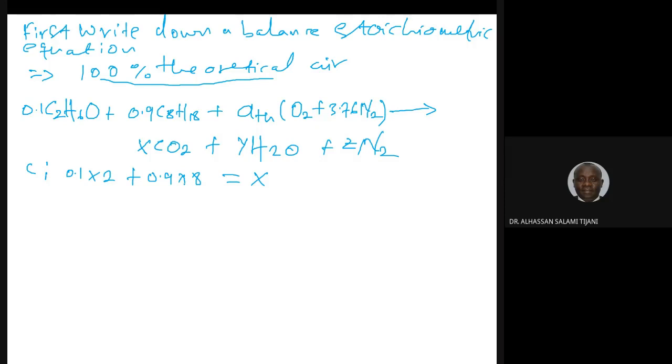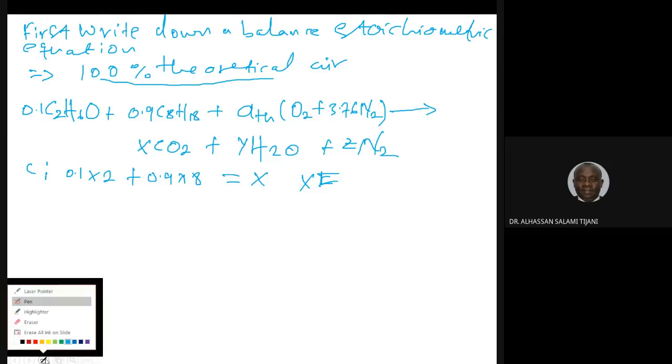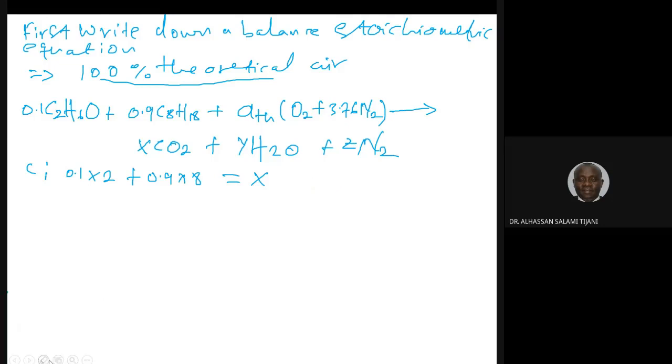Eventually, we will have 0.2 plus 0.9 times 8, which is 7.2, so that gives us 7.4. Sorry, let me see. That gives us 7.5. So X equals 7.5.